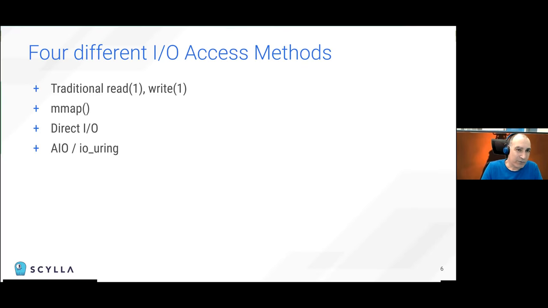So what are those four methods? There are the traditional system calls, read and write, together with open, close, seek, et cetera. Those come from the 1970s, and that's how most applications are written. There's the more modern mmap, which is used by some newer applications. There is direct I/O, which bypasses the Linux page cache and offers some benefits, but also some complexities. And finally, there is the most modern approach, asynchronous I/O, which is also joined today by the fashionable io_uring, and we'll discuss that last.